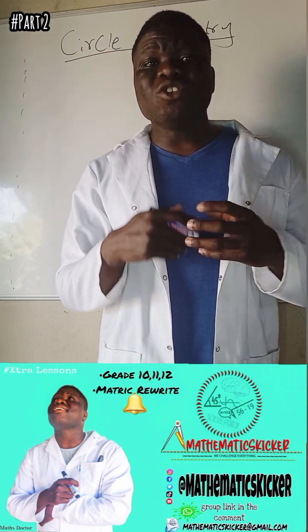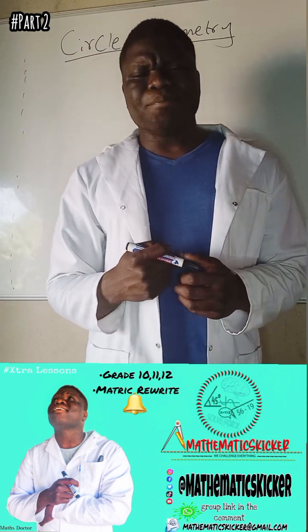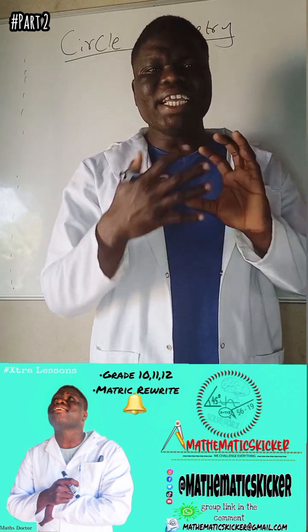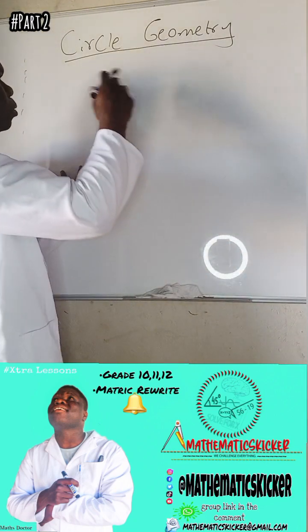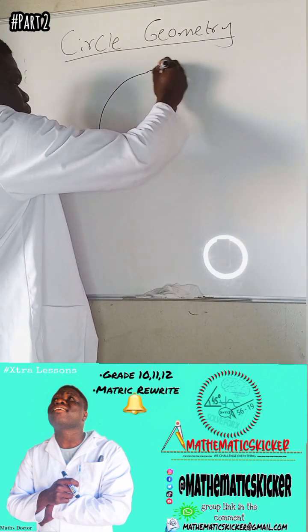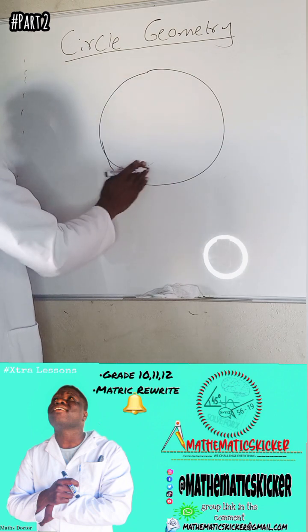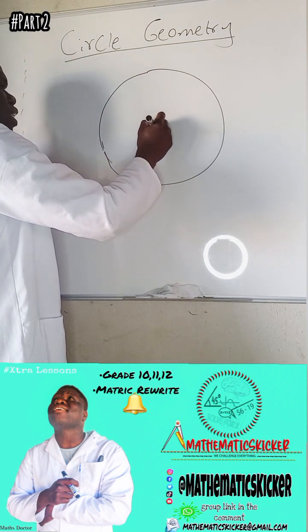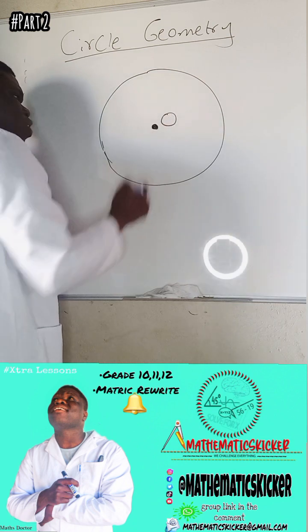We are still on Euclidean Geometry. Today we'll be introducing circle geometry. Let's say we have a circle, something of this nature. Here we have our circle, and then we have our center. Let's say that this is our center O.